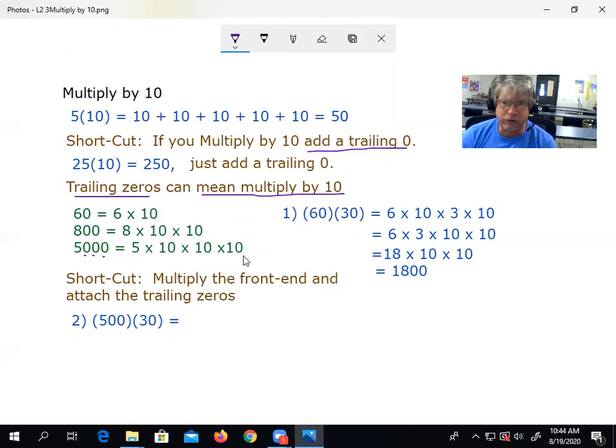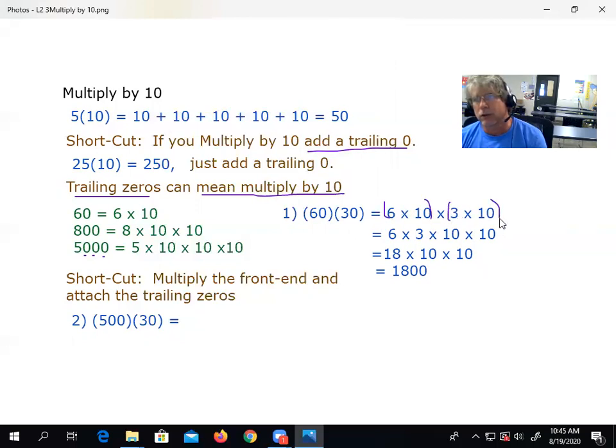And how this works for us is, if I look at this example over here, when I see 60 times 30, what we can do with these trailing zeros is I could change 60 to 6 times 10. I could change 30 to 3 times 10. And remember, multiplication order does not matter, so we're allowed to move things around. So these front numbers, the 6 and 3, I can put them together and then multiply by 10 and multiply by 10. Well, 6 times 3 is going to be 18. And then we're going to be multiplying by 10 and multiplying by 10.